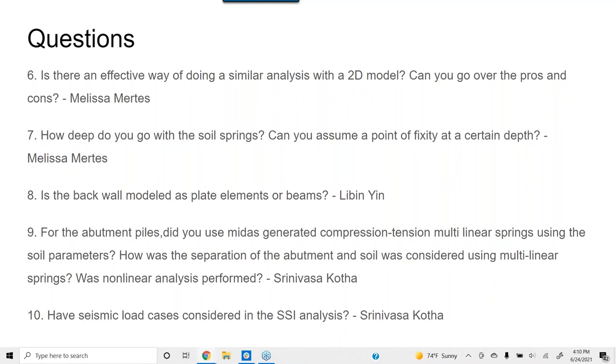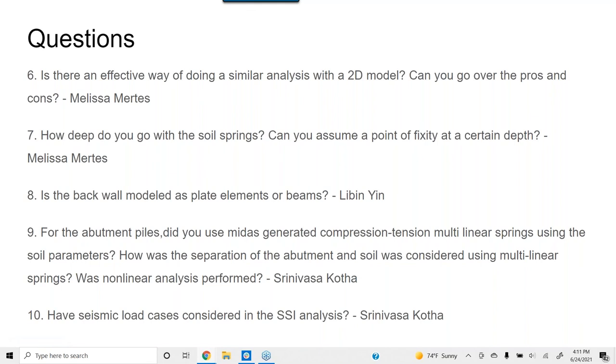How deep do you go with the soil springs? Can you assume a point of fixity? As I said, in MIDAS you don't need to define the point of fixity. You can go as deep as you need. Normally the length of a pile is no longer than 200 feet, so of course you can do it in MIDAS. Another question is whether the back wall is modeled as plate elements or beams. I use the plate element, but you can also use a 3D beam.